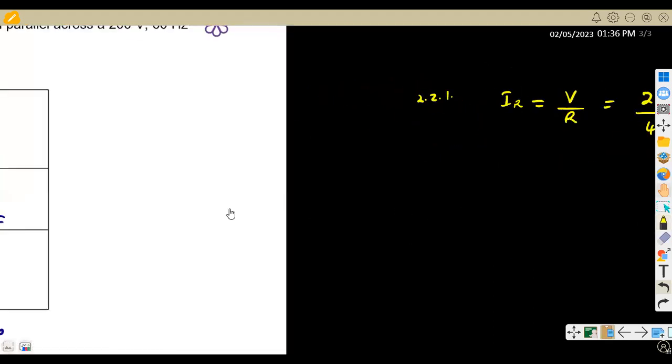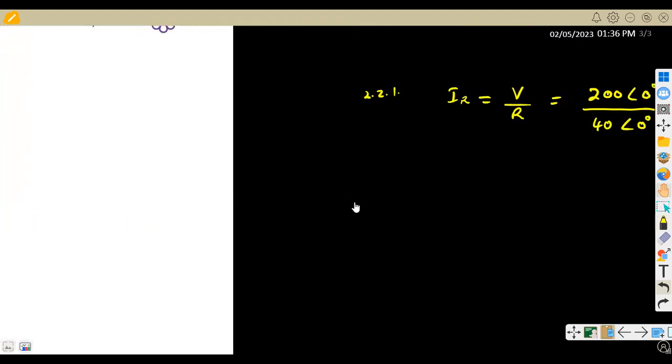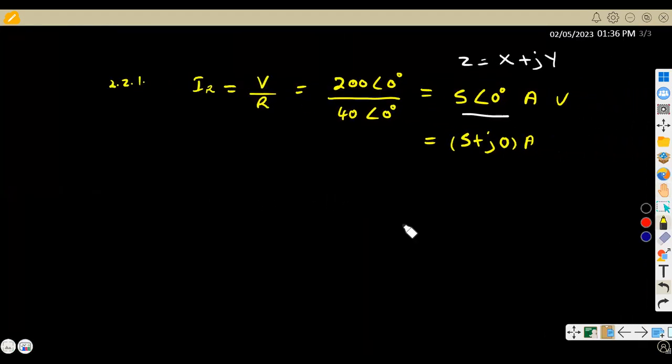We move on to the other part, the inductor. The current in the inductor is given by this formula. It is the supply voltage over the impedance across the inductor, which you can write as XL. You can write this as XL, or the impedance across the inductor.